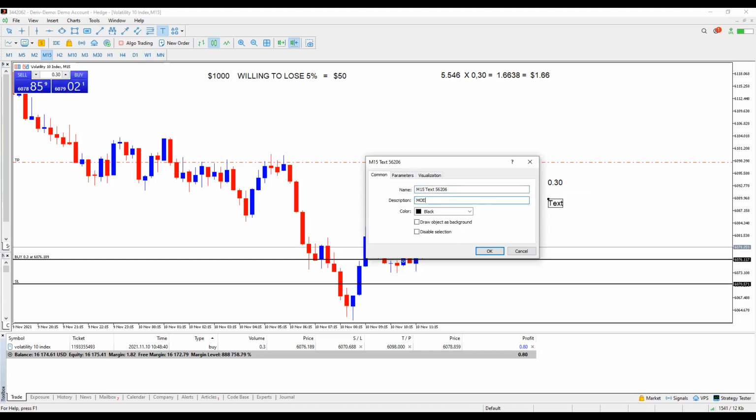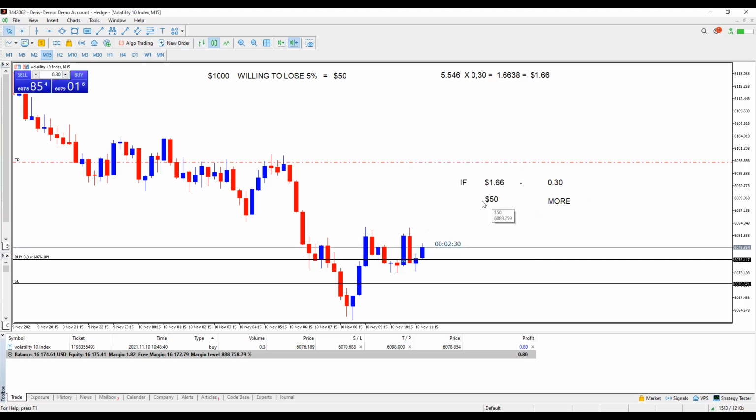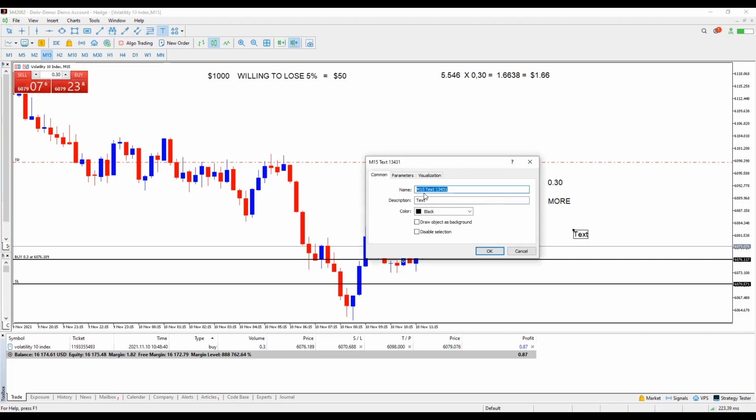If you remember, we used to do this, right? It's gonna be more. So when you have a figure that is more than the initial one, the bigger one is gonna go at the top. So what it means is you will now have $50 divided by $66 times 0.30. So you're going to get a number of 9.036. In other words, you're going to get 9 lots, right?